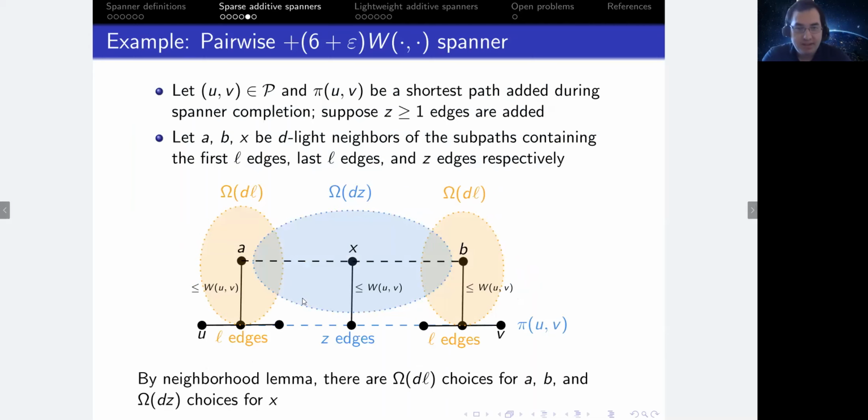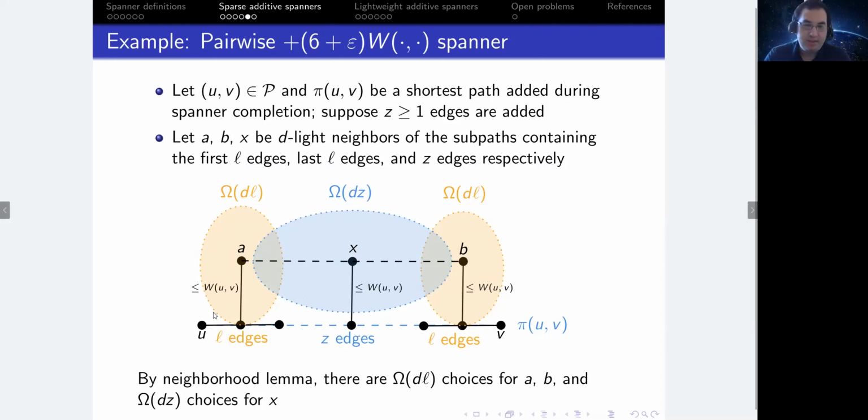So we're going to apply this lemma in order to consider when we add a shortest path pi uv to the spanner during the spanner completion. We're going to use this neighborhood lemma to ask the question, how many pairs of nearby vertices are there whose distances sufficiently improve when I add the shortest path to the spanner? So we'll let uv be a pair such that the path pi uv is added during the spanner completion. And we'll suppose that z edges are added, where z is at least 1.